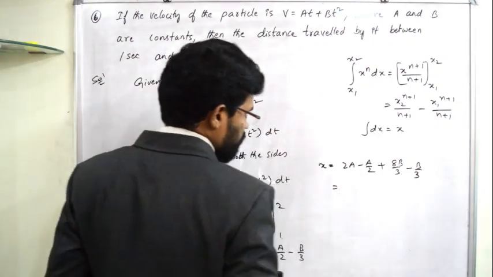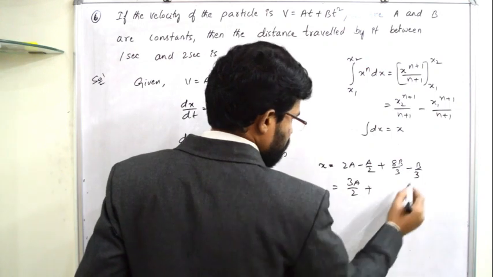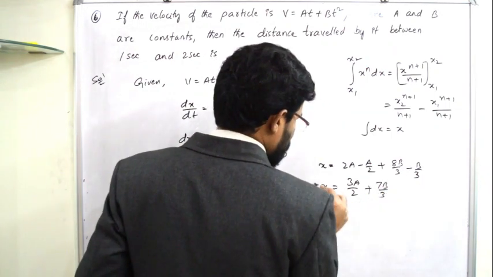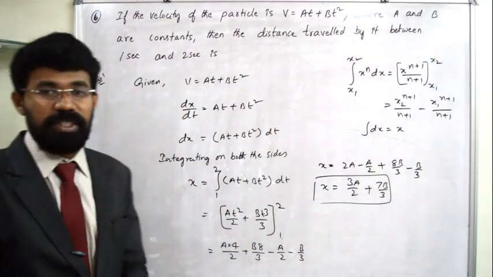So 2a minus a by 2, what you will have? 3a by 2 plus, here you will have 7b by 3. So this is the distance traveled by the body between 1 second and 2 seconds.